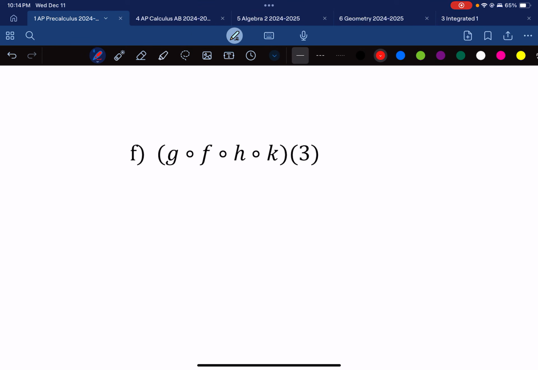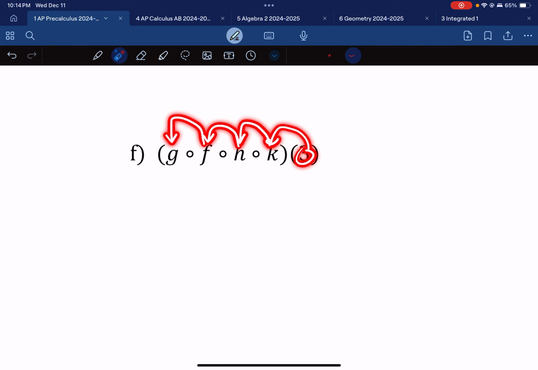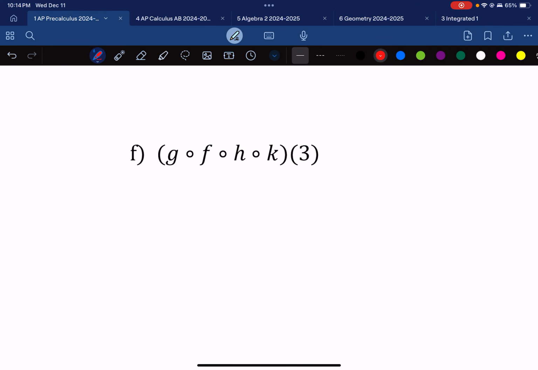And look at this monstrosity. It's G of F of H of K, which means 3 is plugged into K. Then the answer will be plugged into H. That answer will be plugged into F. That answer is plugged into G. What's the probability this is undefined? I think it's quite high. Let's find K of 3 first. Again, you move from the right to the left with composite functions.